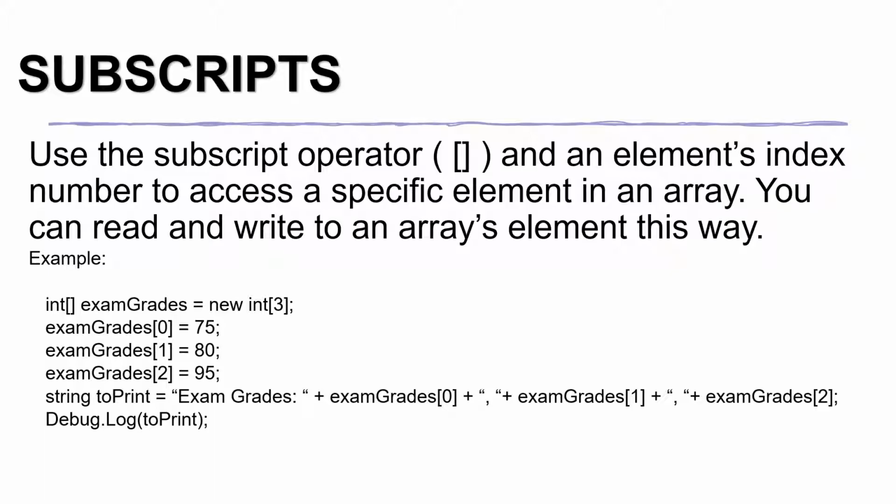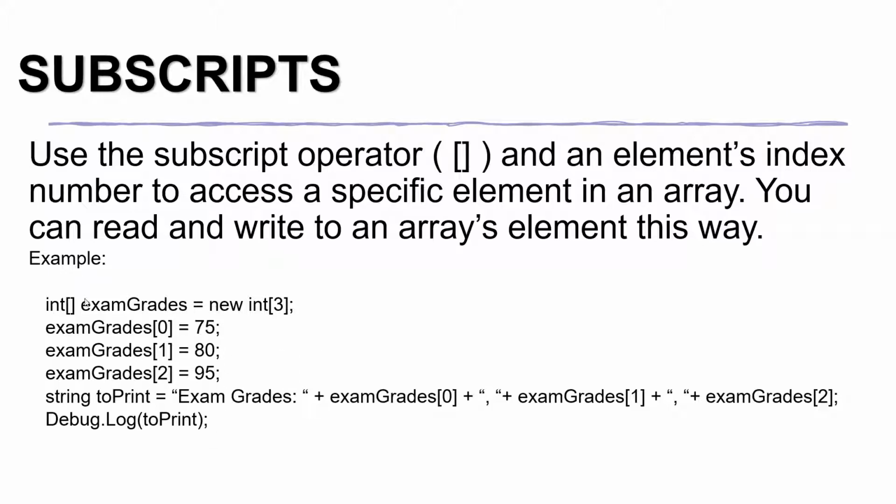So how do we actually access all those different elements? The way that we do that is by using the subscript operator, which is what we refer to those square brackets as. Inside of there, we put the element's index number to access that specific element. So we can use this to read what's being stored in there, and we can use this to write what's being stored in there. So if we need to just print it, we can. If we need to change it, we can.